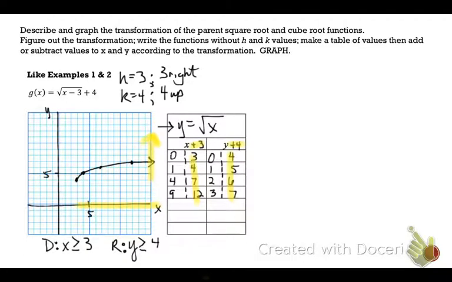But as a little cheat, you can look at your h value. So the h value will help you determine the domain of your square root function, and the k will help you determine the range.